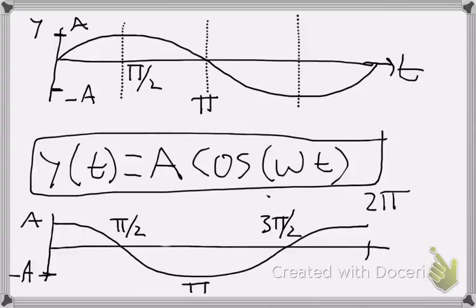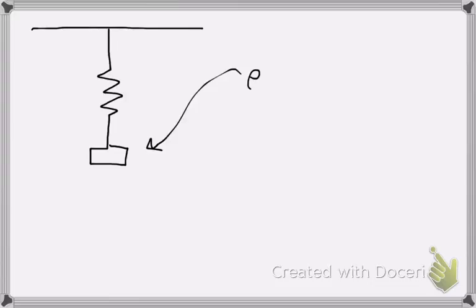But more commonly, when you do an experiment, you can't really just set it into motion from 0. It's easier to pull it back and then let it go. So it makes more sense if we use the cosine instead. So here is our equation for the position of some object in simple harmonic motion.